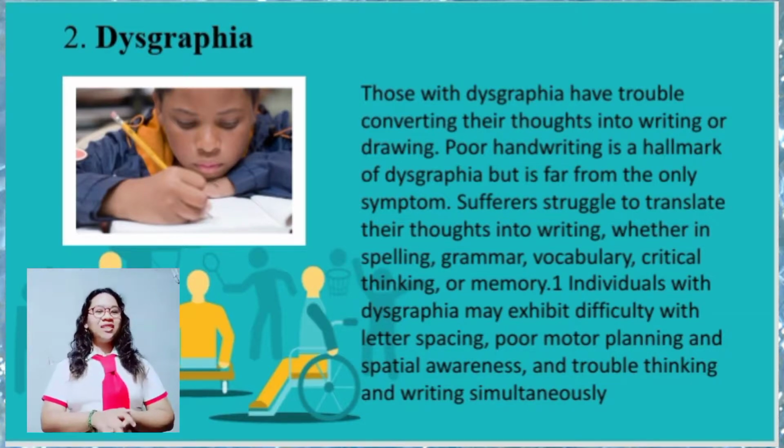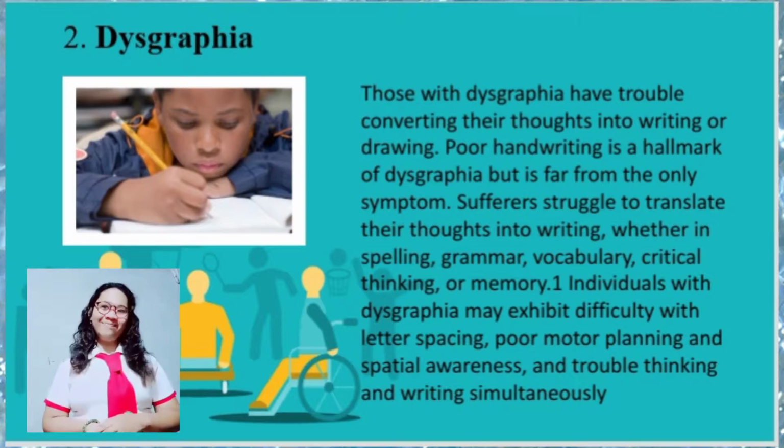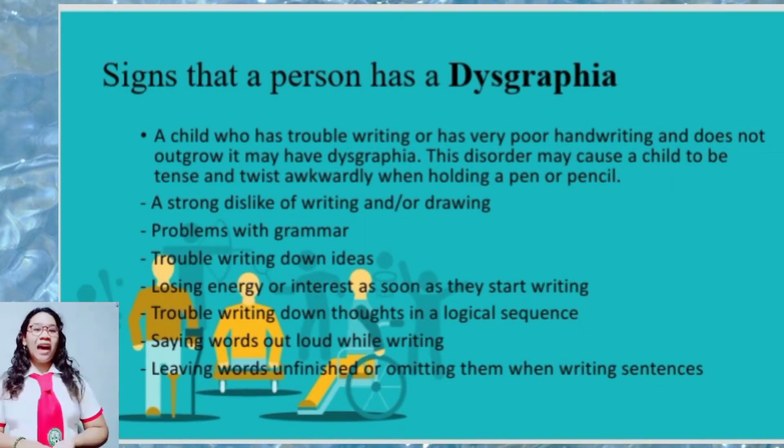Dysgraphia affects children and adults and interferes with practically all aspects of writing, including spelling and expression. In other words, dysgraphia is a disorder of written expression. Signs a person has dysgraphia: trouble forming letter shapes, an awkward or painful grip on a pencil, difficulty following a line or staying within margins, trouble with sentence structure or following rules of grammar.